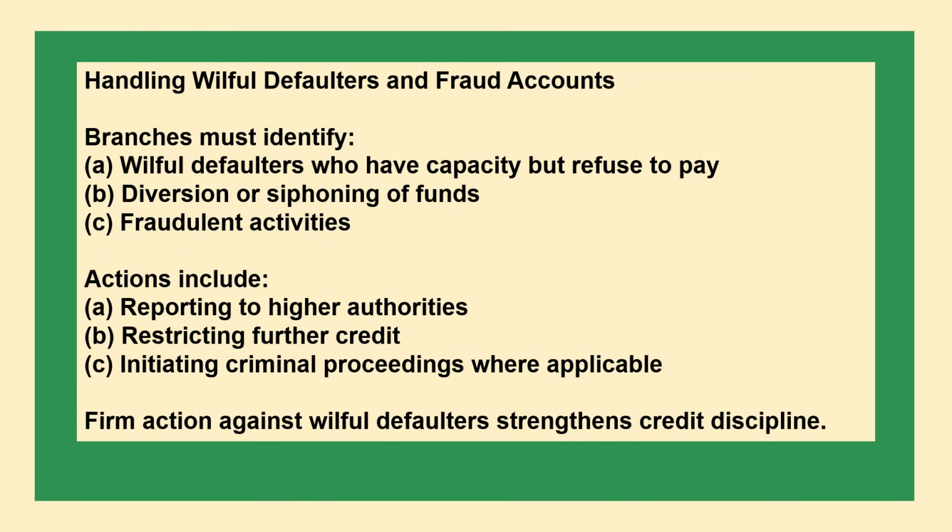Handling willful defaulters and fraud accounts. Branches must identify willful defaulters who have capacity but refuse to pay, diversion or siphoning of funds, and fraudulent activities. Actions include reporting to higher authorities, restricting further credit, and initiating criminal proceedings where applicable. Firm action against willful defaulters strengthens credit discipline.